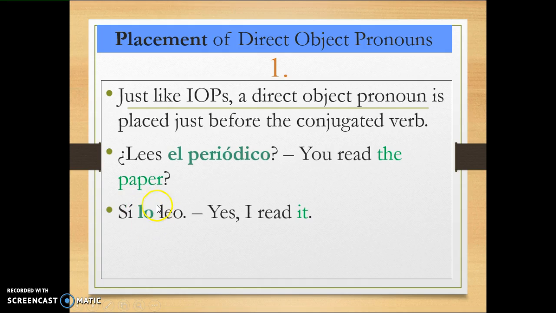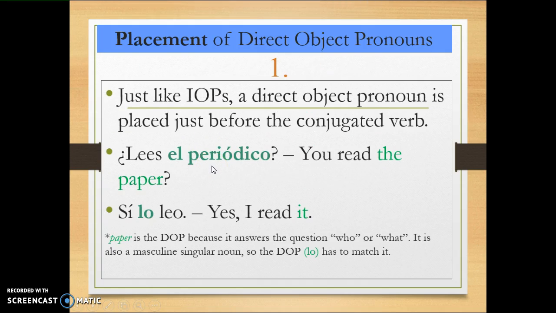See, the direct object pronoun is placed right before the conjugated verb. Would you agree that this is the verb? You read el periódico, lees el periódico, you read the paper. Here's the verb. Here is your direct object pronoun. Why is this the direct object pronoun? Well, again, it answers the question, who or what, right? It is also a masculine singular noun, so the DOP, or the direct object pronoun, lo, has to match it.